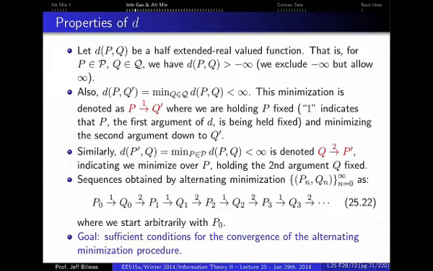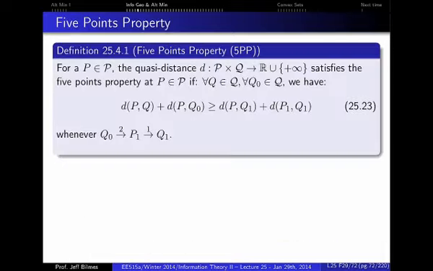So we want to try to begin to understand the conditions of convergence. So here's the 5 points property. We've got a quasi-distance, and it's defined over the half-extended reals. This is what we mean by half-extended, because the real set doesn't include infinity. So we're extending it with plus infinity, just so KL divergence is included in this set.